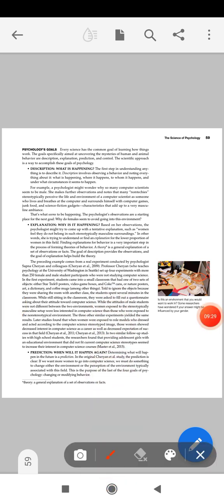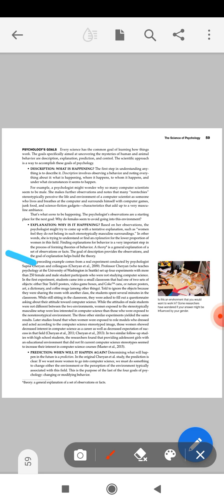And some real experiments have been done with this example. The preceding example comes from a real experiment conducted by psychologist Sapna Cherian. Sapna Cherian is a professor who teaches psychology at the University of Washington in Seattle. She set up 4 experiments with more than 250 female and male student participants who were not studying computer science. Some of them were male and some of them were female.